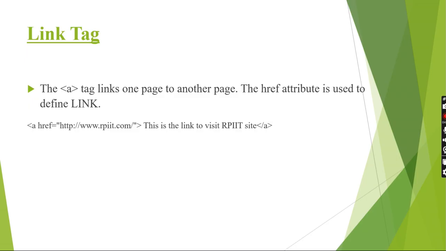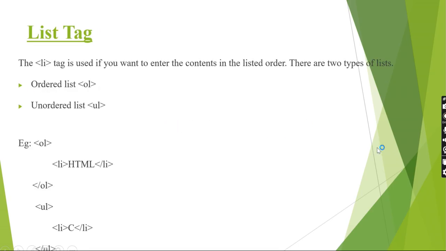Link tag. So this is the link tag. The A tag links to another page. The href attribute is used to define the link. So this is the tag format syntax in HTML. It means when you click on this link to visit RPIIT, it will redirect you to this site.